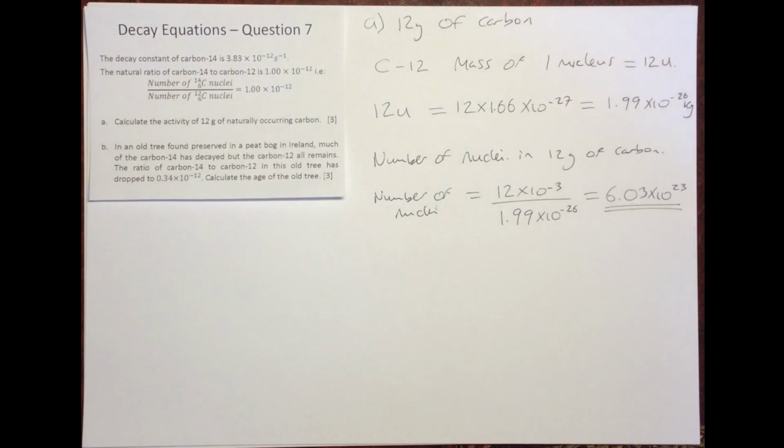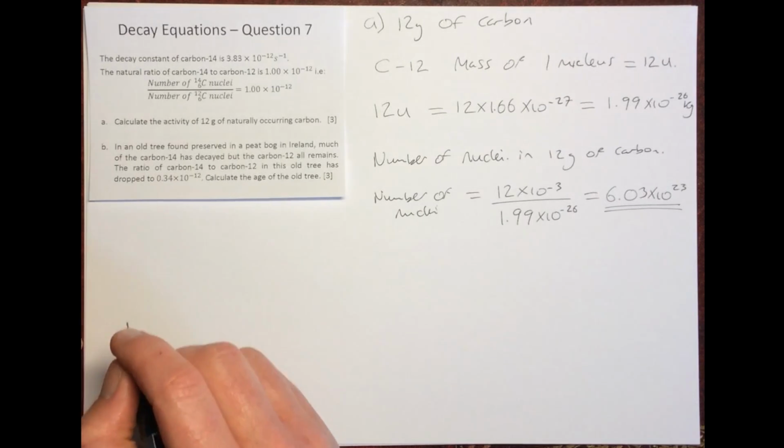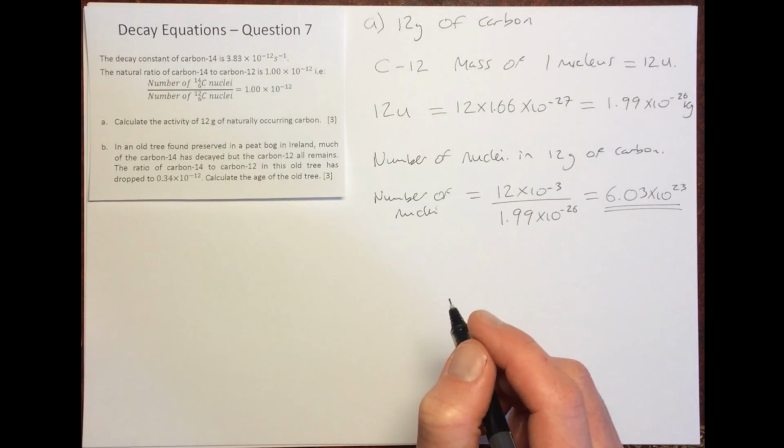12 grams of carbon contains 6.02 times 10 to the 23 atoms by definition, because that's used to define Avogadro's number, or 1 mole. One mole of substance is the number of atoms in 12 grams of carbon 12, and we know that there are 6.02 times 10 to the 23 atoms in 1 mole. So that's the first part of this question done.